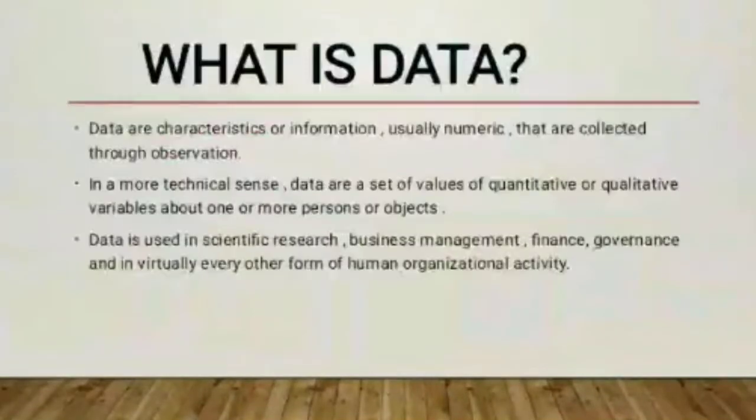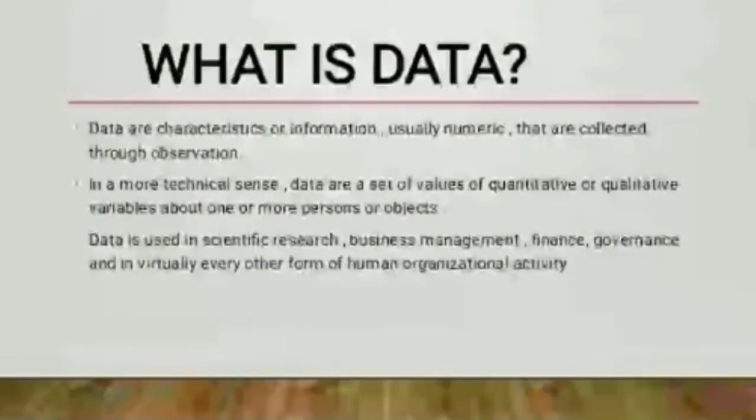So before discussing what the different types of data are, I'd like to briefly discuss what data actually is. Data are characteristics or information, usually numeric, that are collected through observation. In a more technical sense, data are a set of values of quantitative or qualitative variables about one or more persons or objects. Data is also used in scientific research, business management, finance, governance, and in virtually every other form of human organizational activity.